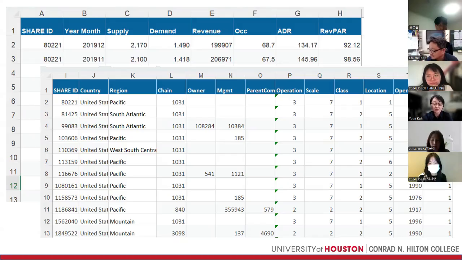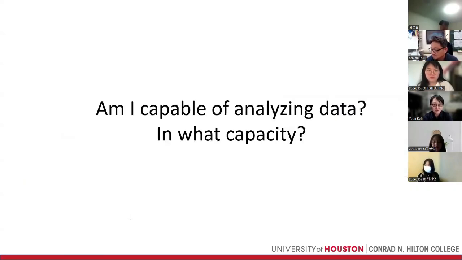So those data are available, and STR or CoStar is not the only one. CBRE also works with academia. Both CBRE and CoStar have not only information on occupancy and RevPAR, but also income statement data, like revenues and expenses, and NOI, or net operating income. So those can be used for research purposes as well.